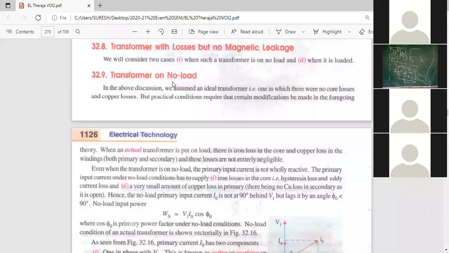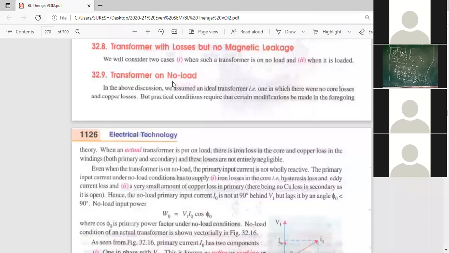These formulas you should know for doing the problems. Even in your lab, we'll use these formulas for calculations. In your lab, we'll conduct open circuit test and short circuit test for determining iron loss and copper loss. For determining iron loss, open circuit test is conducted. For determining copper loss, short circuit test is conducted. Open circuit test means the secondary terminal is open circuited. Short circuit test means we'll short the secondary winding.